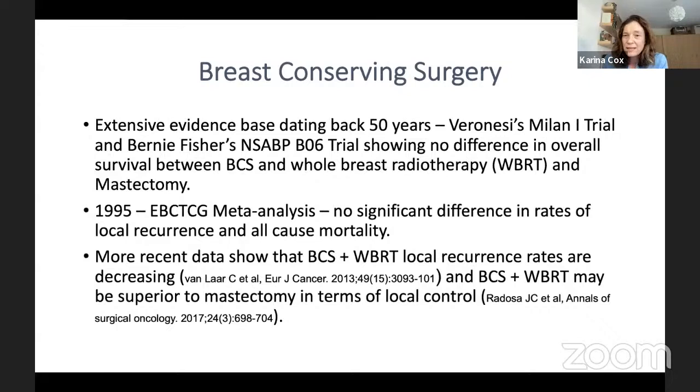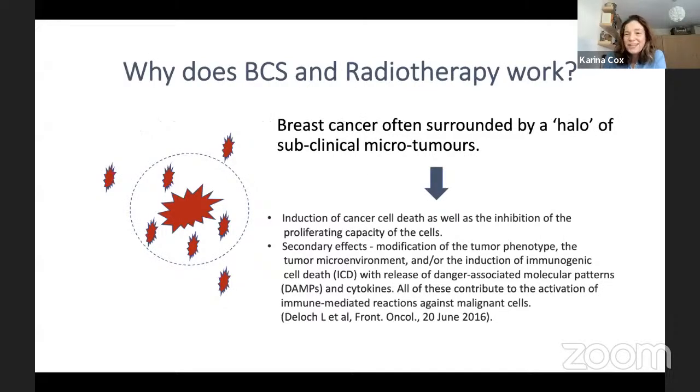And again, there is some data showing that breast conserving surgery and radiotherapy may even be superior to mastectomy for a lot of cases. So I think Trina presented this really elegantly, that breast cancer isn't just a solid tumour surrounded by nothing else. We know that tumours have micro satellites that surround the main tumour that you see on your conventional imaging.